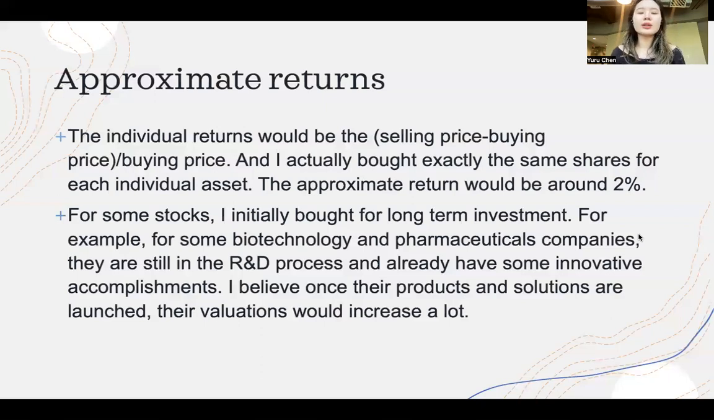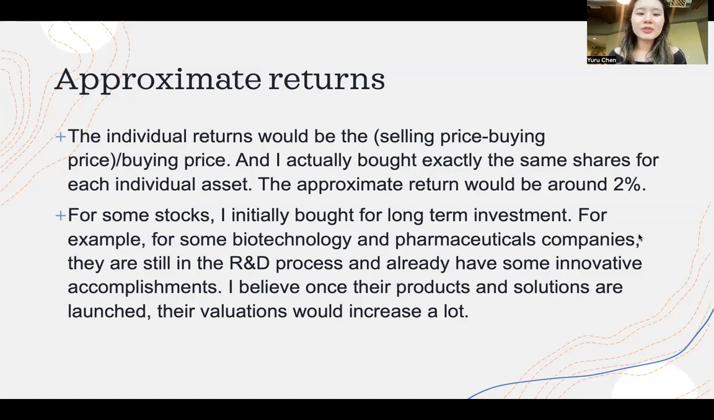So what are the approximate returns? For the individual returns, it is the selling price minus the buying price, divided by the buying price. It's really simple. And I actually bought exactly the same shares for each of the individual assets. And I could say the approximate return would be around 2%.